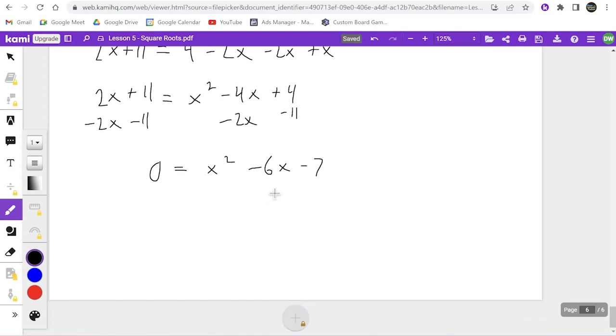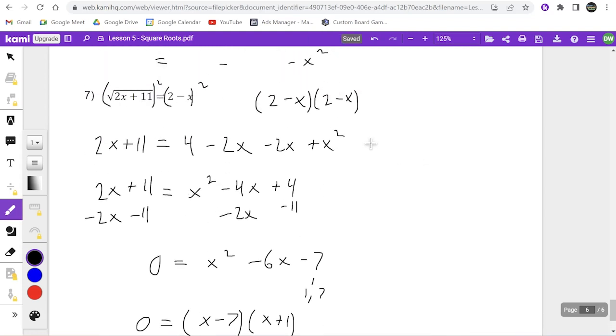And now I have to try and factor this. Well, there's only one pair it can be. It has to be 1 and 7. And since it's negative 6, it's going to be x minus 7 times x plus 1. So our two solutions are x equals 7 and negative 1. And now I need to check both.